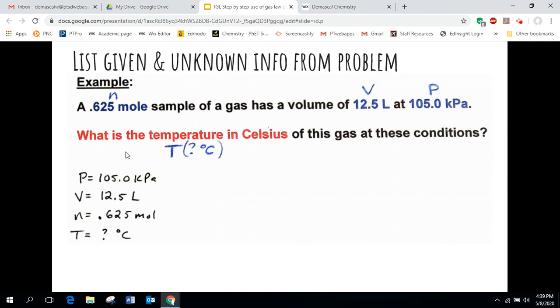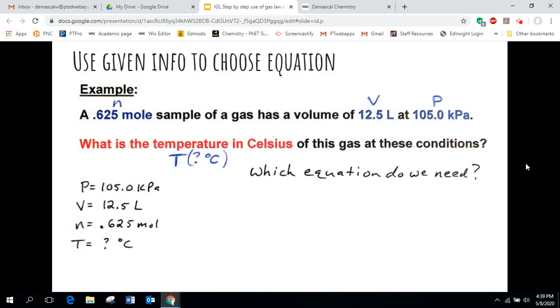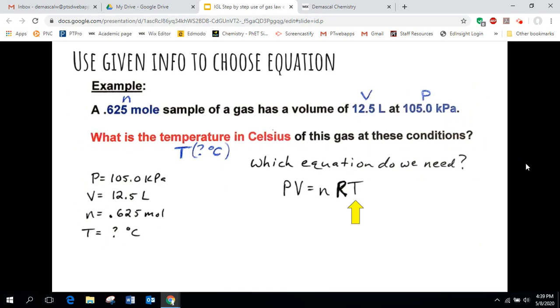It's also a good idea to give yourself a list down here, because now you're going to see P, V, N, T, and you're thinking, okay, what gas law do we need if we have P, V, N, and T? No, there's not two P's or two V's or two T's. It's all one set of data. That should lead us to PV=nRT. And we're obviously going to rearrange and solve for T.